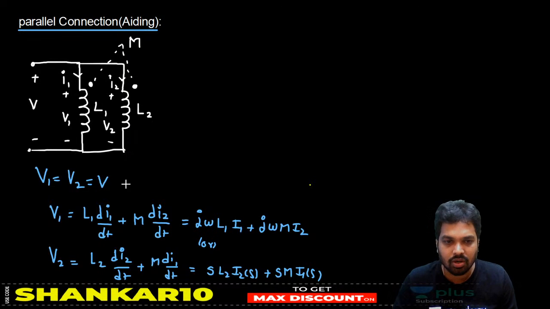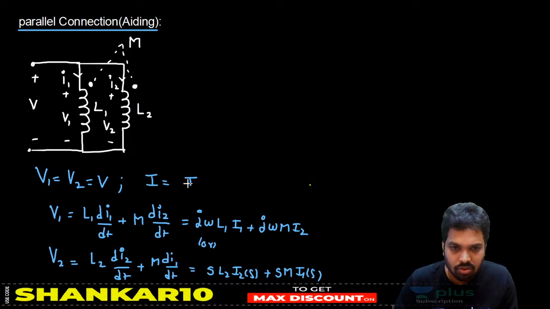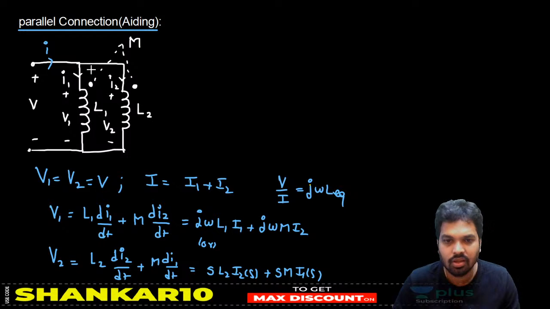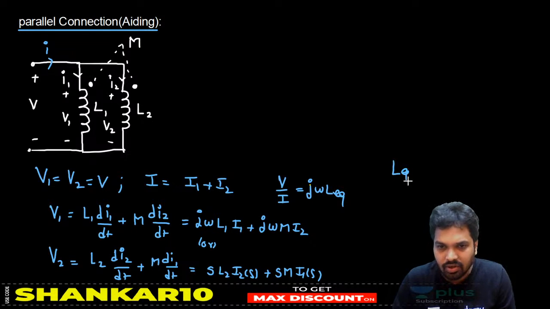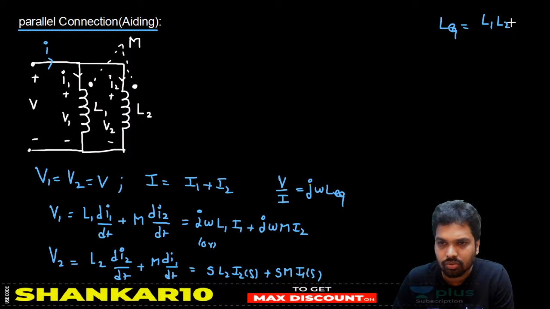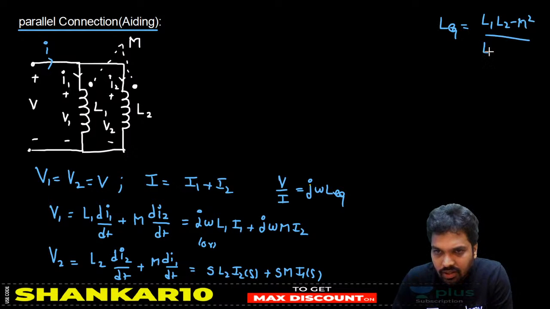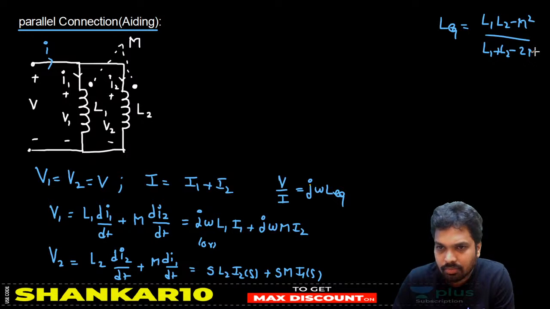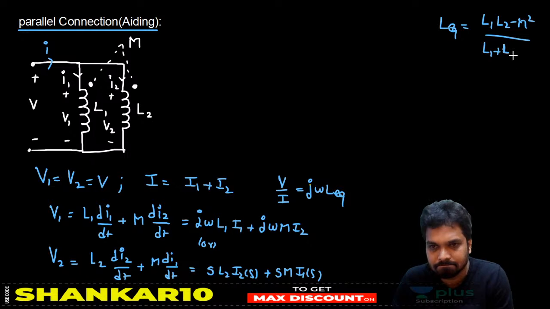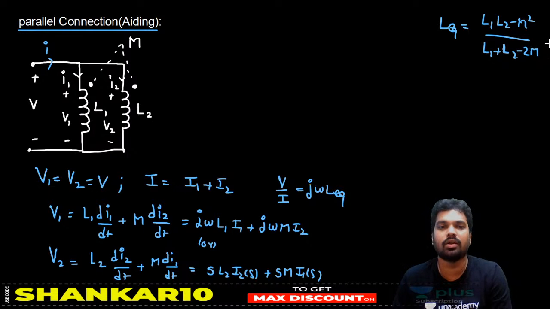Okay. So here one more thing, the current I equals I1 plus I2. Then if you find the ratio of V to I, that will give you j omega L equivalent. If you want to try, you can find the ratio of V to I. But I am directly giving you the L equivalent. L equivalent will be (L1 L2 minus M square) by (L1 plus L2 minus 2M). Both are minus only. Okay, so please listen here.